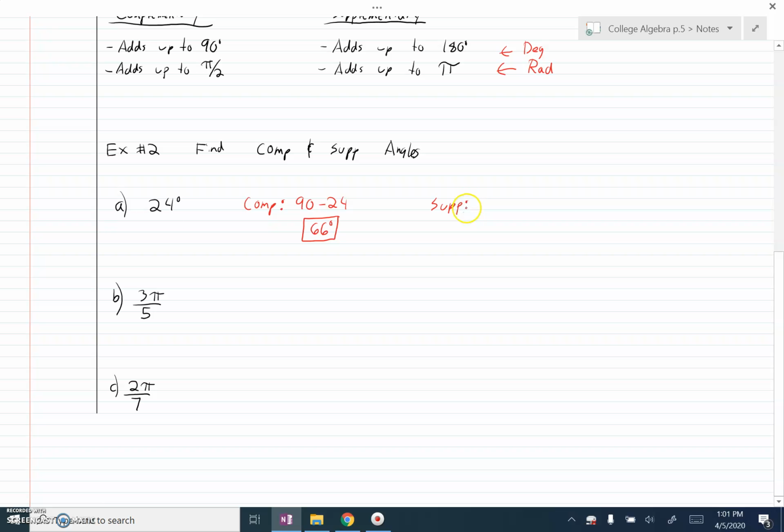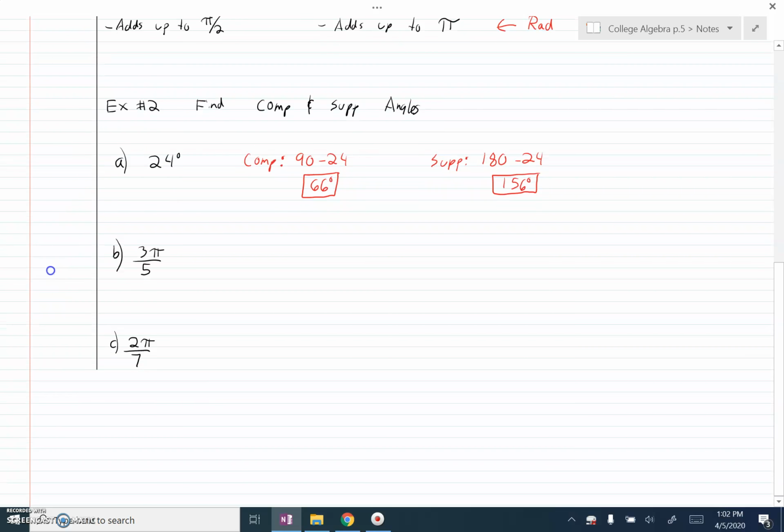Supplementary would be 180. So it's basically the same math. I have 180 now. We're subtracting what I know, which is 24. So what would the other angle have to be? It would have to be 156 degrees. I think we should be pretty good on that, based on our geometry skills or things we've done in the past. So complementary, again, adds up to 90. Supplementary adds up to 180.